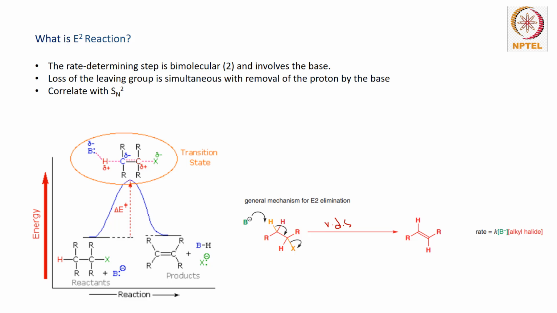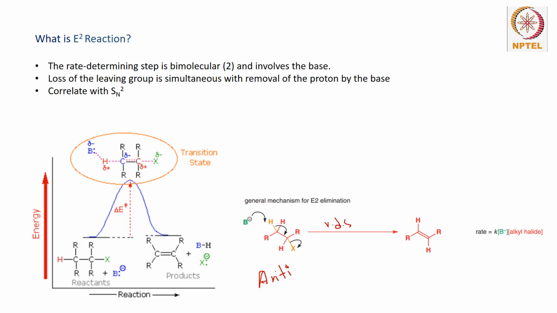A specific thing about E2 elimination I forgot to tell: for eliminating these two atoms, this leaving group and this hydrogen, it needs an anti-periplanar arrangement. That is, both of these eliminating groups should be anti to each other. That's why I was talking about anti-elimination. Strictly, both of the eliminating groups should be exactly anti to each other.